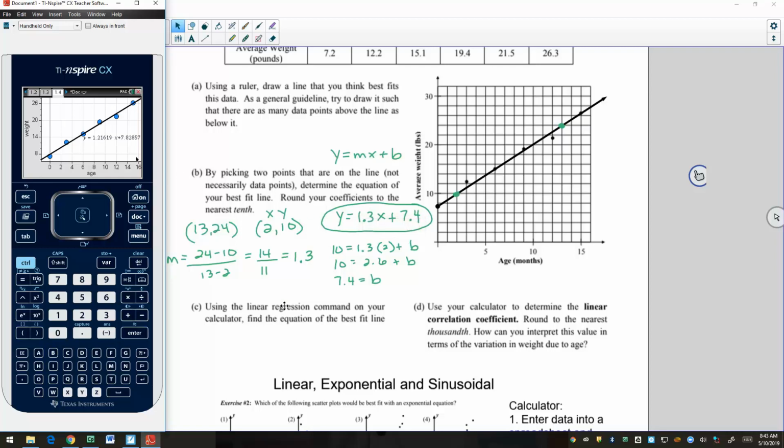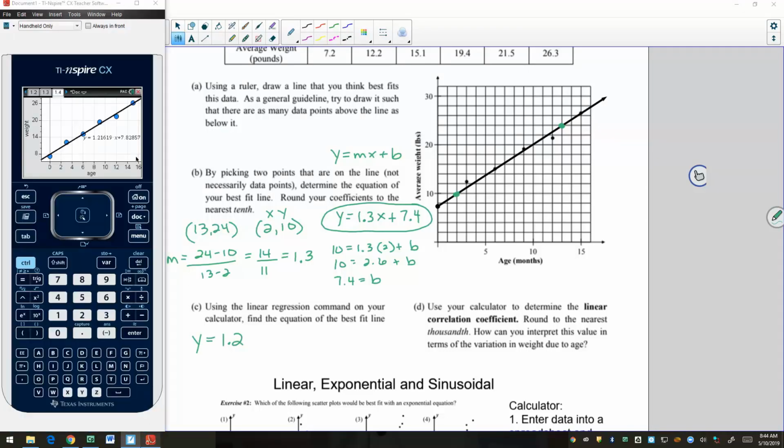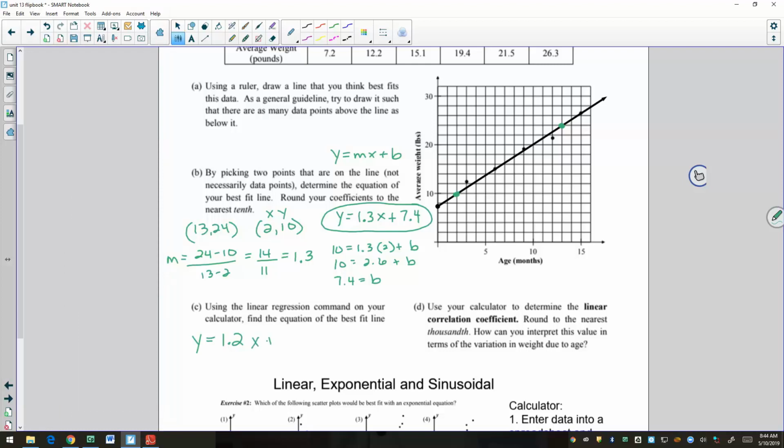Not quite exact. It doesn't say what to round to, so we'll do nearest tenth like we did in B. According to the calculator, it was 1.2, I believe. Let's bring that back: 1.2x plus 7.8. So pretty close, not exact, but it's because my line actually wasn't the best one.